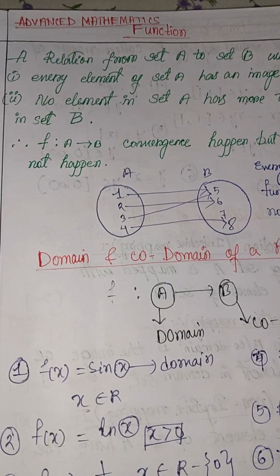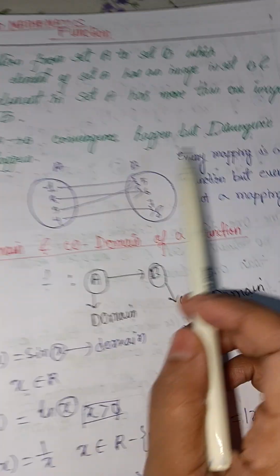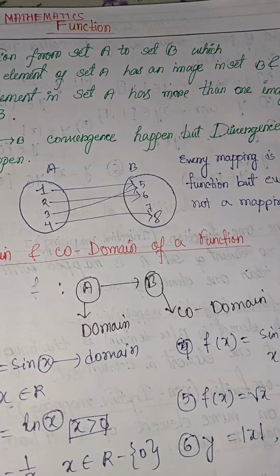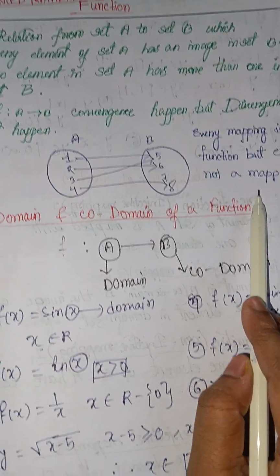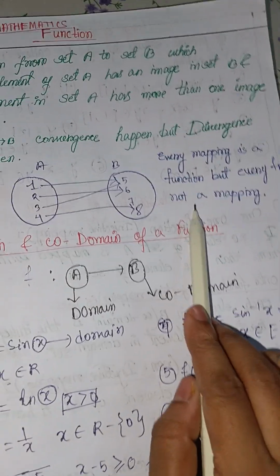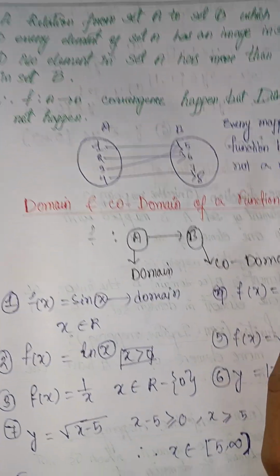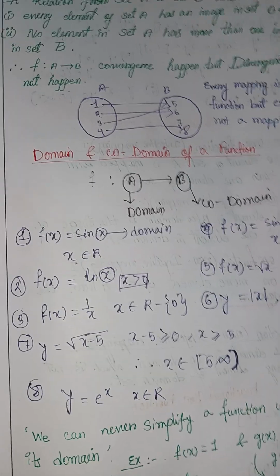In a function from A to B, convergence can happen, but divergence cannot happen. That's the most important thing: every mapping is a function, but every function is not a mapping. You have to keep it in mind, and these are the basics of a function. Next, domain and codomain of a function. That's so easy.